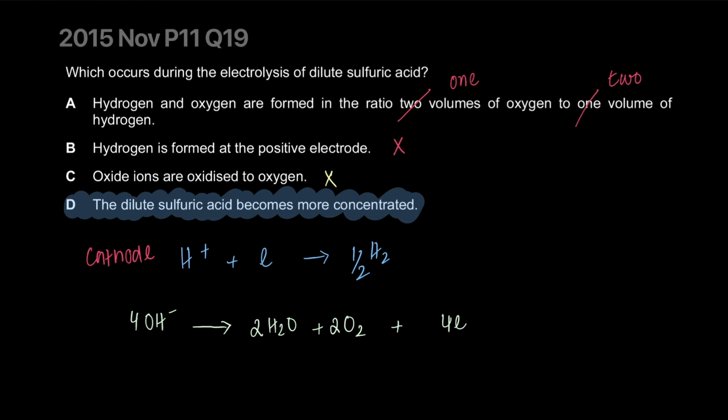They're actually coming from your source for both of them, which is H2O, right? So essentially, when this electrolysis is taking place, the amount of water is decreasing, but the amount of sulfuric acid in the solution remains the same, so it's becoming more and more concentrated. And D is our correct answer.